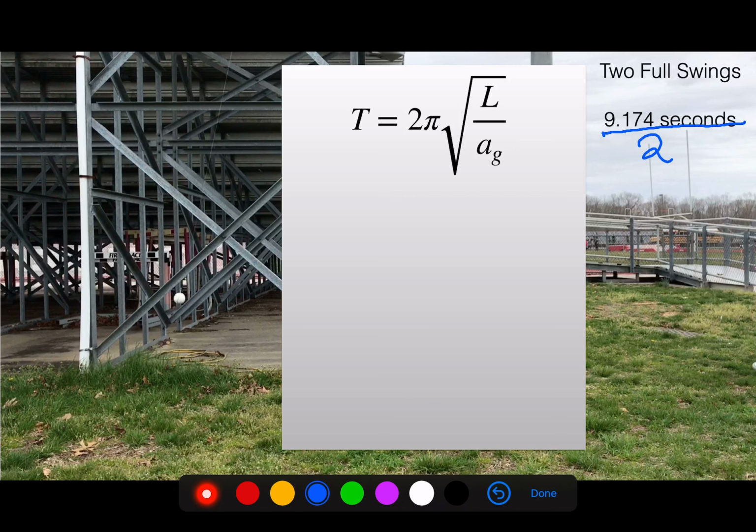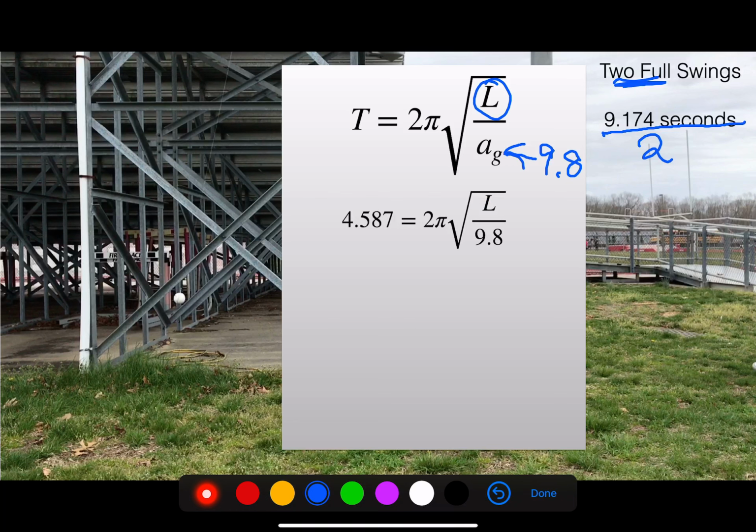The period is not this time, because that's for 2 swings. You want to divide it by the number of swings. So in this case, 2. Divide, put it in as the period, solve for length. Again, you can call this gravitational field, or you can call it acceleration due to gravity. Either way, use 9.8. This algebra is tricky, so try to pause, work through it, and see if you get the proper length.